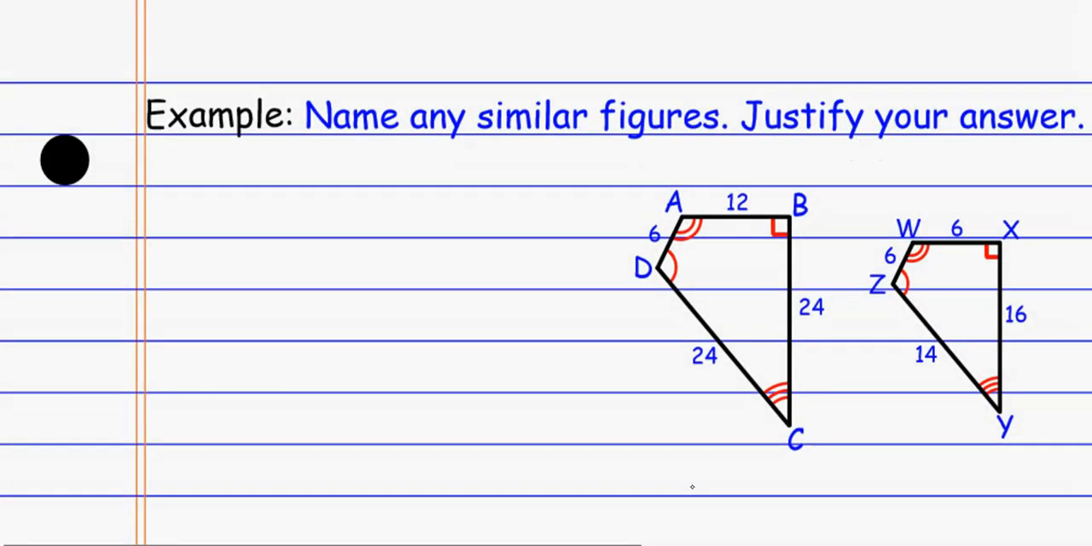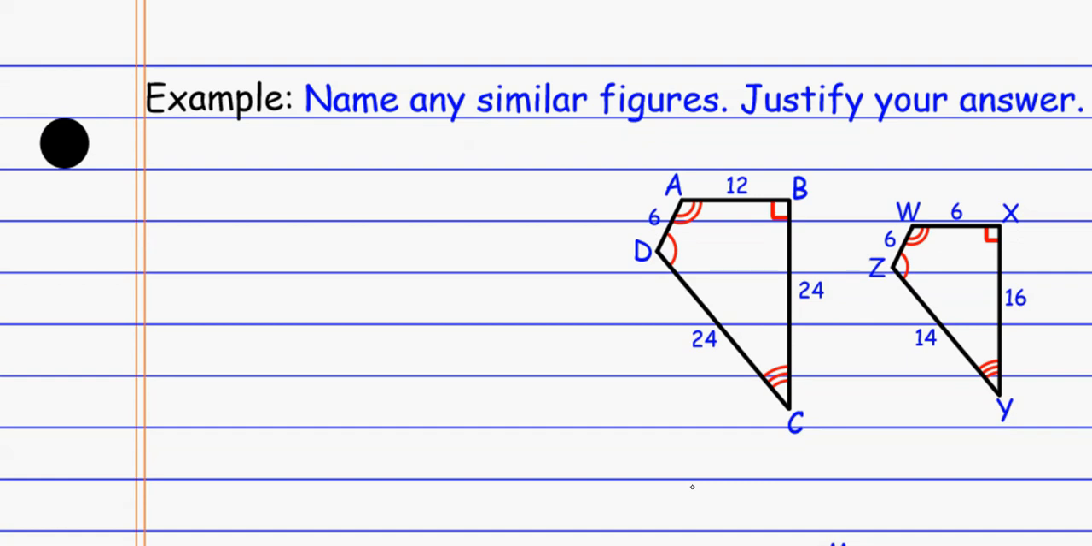Here we're going to name any similar figures, and we're going to justify our answers, and we'll just talk about it a little bit here. But as we look at these things, the two things that are required for these to be similar figures is that the angles have to be identical, okay? The angles have to be identical because that tells us that the shapes are the same, okay? And then the sides have to be proportional. So as I compare the sides, I should get the same ratio when I compare each set of sides.